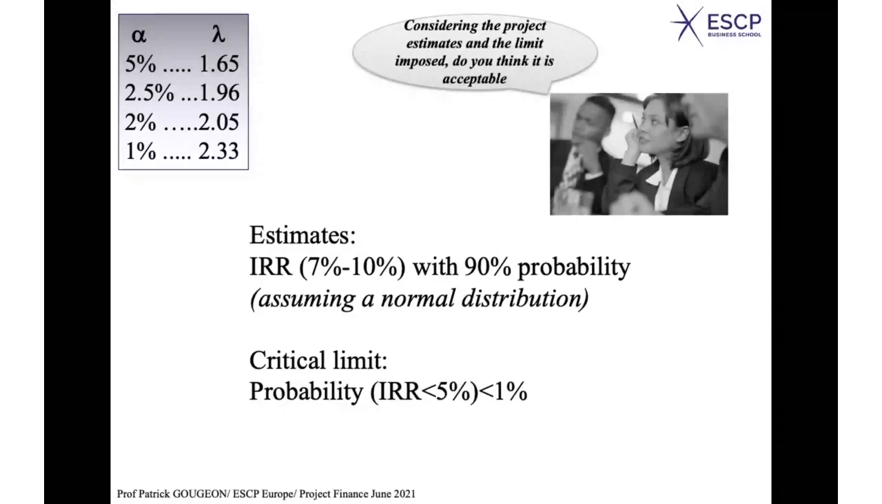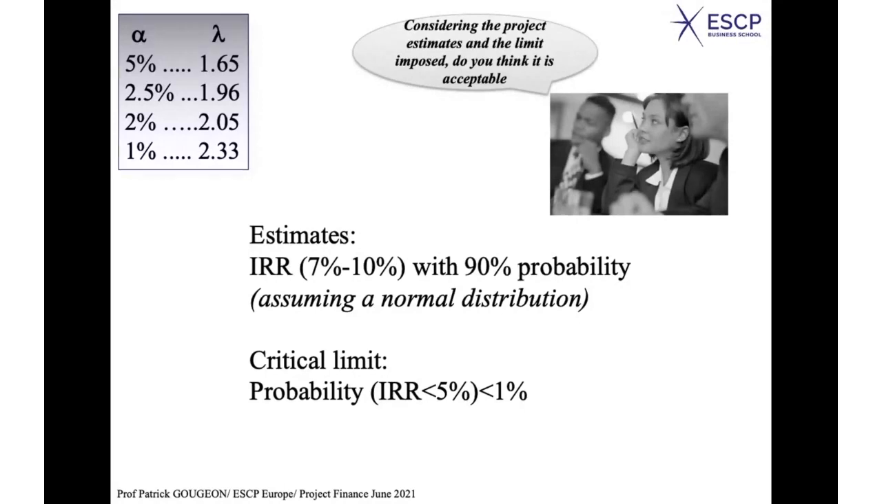Indeed, the smaller the probability you take, the longer the distance from the mean. If you take only 1% at the extreme of the probability distribution, the distance from the mean would be 2.33 standard deviations. These are numbers which I recommend you keep in mind because they are useful. Okay, so here we are.